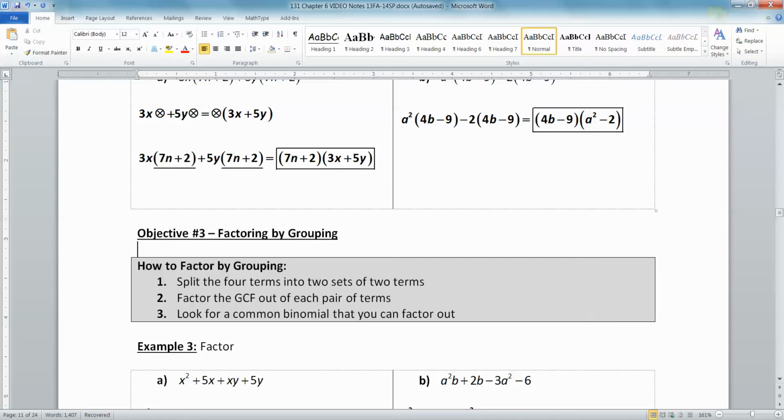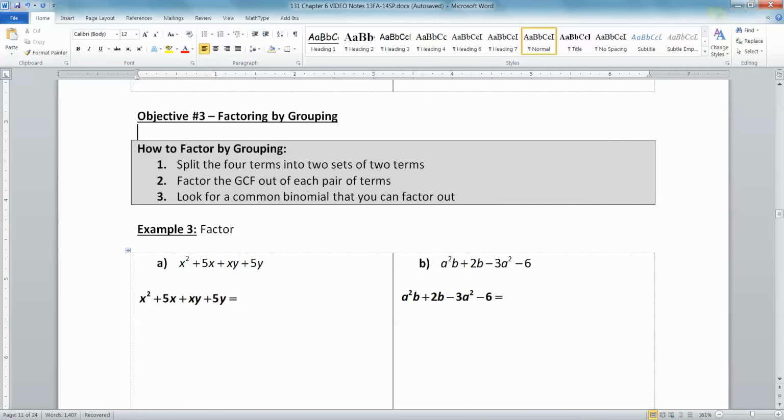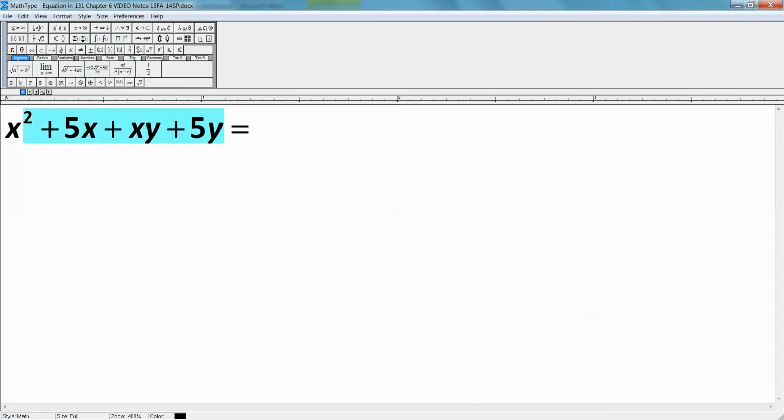Now, factoring by grouping is going to happen in a couple different contexts, but one of the obvious contexts is when you have four terms. So if you have a problem that has four terms in it, let's see, one term, two terms, three terms, four terms. When that happens, you're going to be factoring by grouping. That's the only technique you're going to know. All right, so let's look at it.